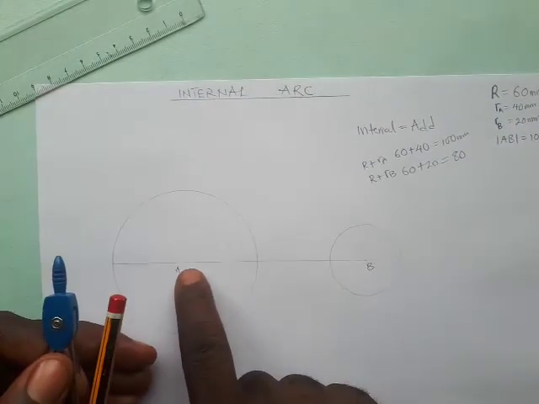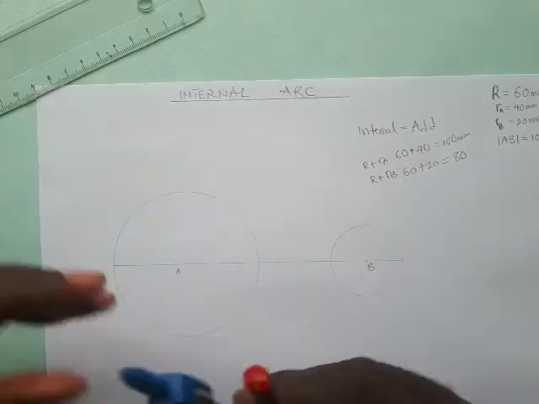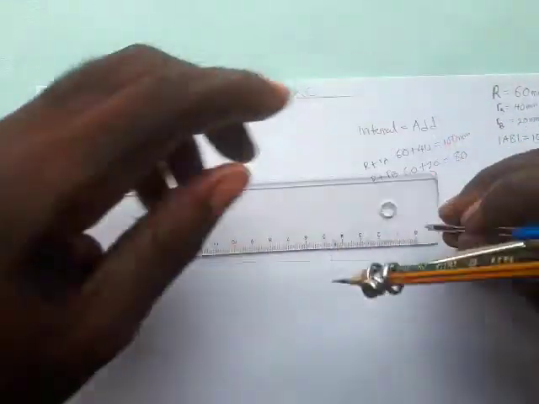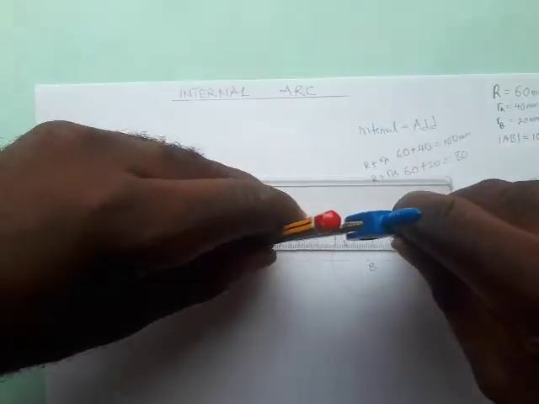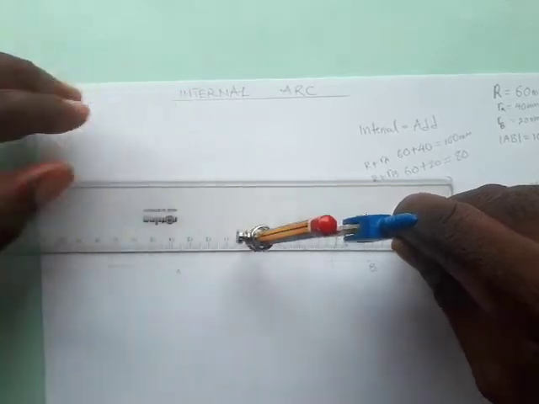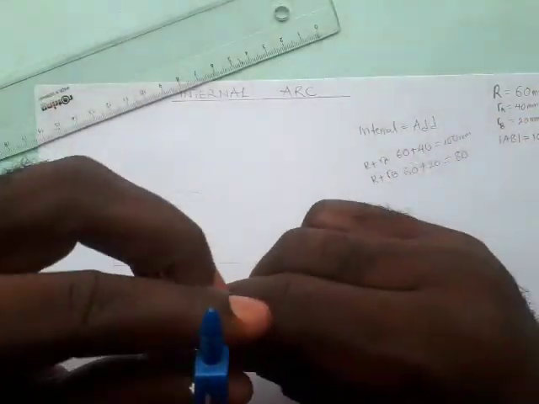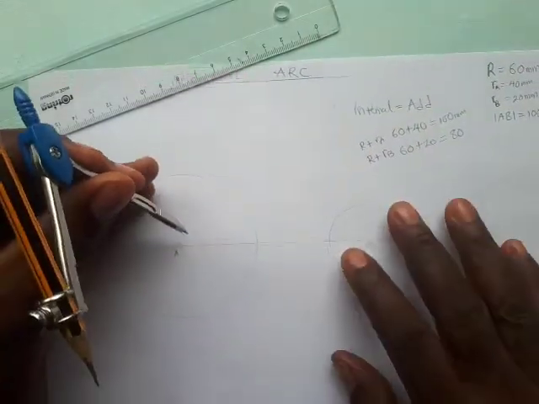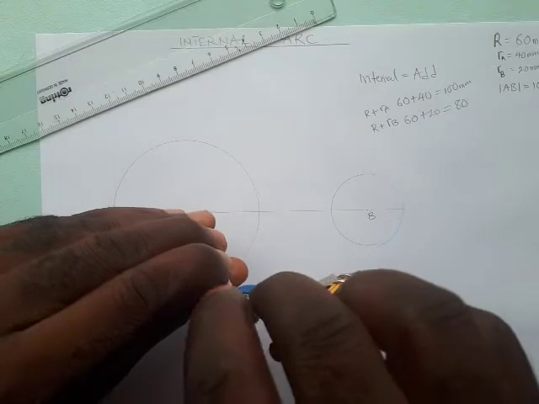Now, stretch 100 for RA, the center of RA. Stretch 100 because we added. So this is 100. That is 10 cm. Make sure it is exact. So here I have 100. Now, needle on A. Remember, we are dealing with RA. Needle on the center A, and describe an arc. Just draw a long arc.